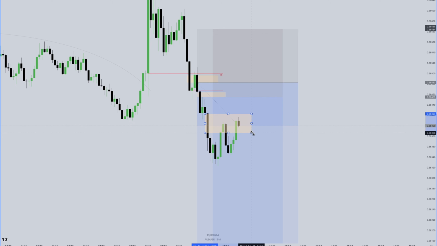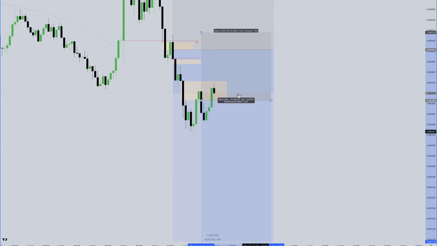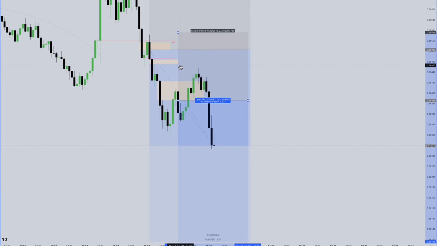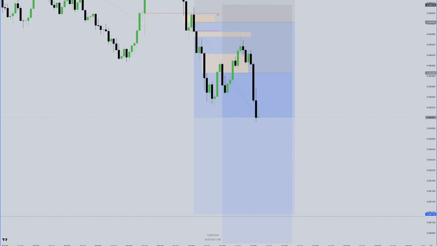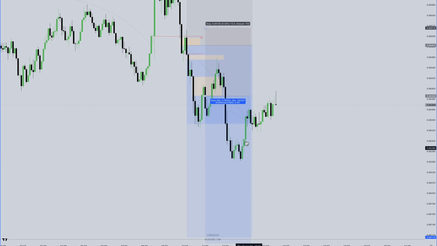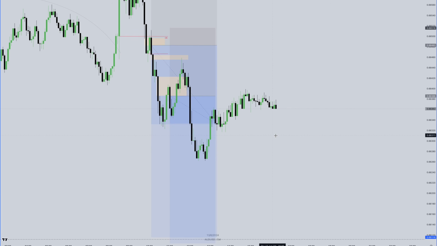And in the second one, we don't get tagged. Here's a third scenario. You go short right here. Oh, we do get tagged actually. Then eventually we go lower. And here's the end of session. So you see that we have a little retracement here.